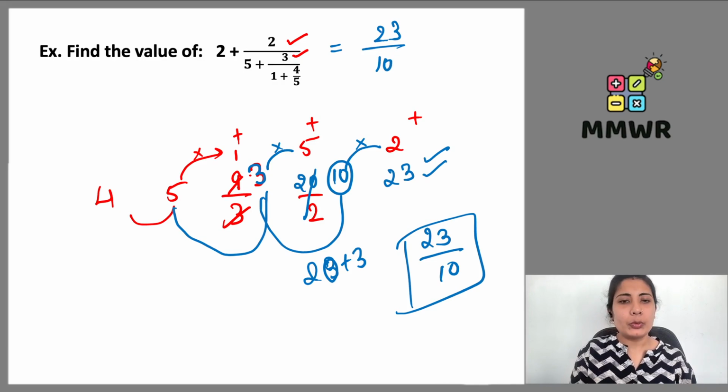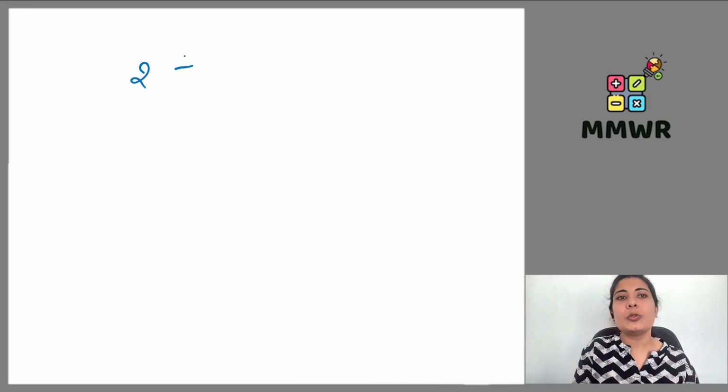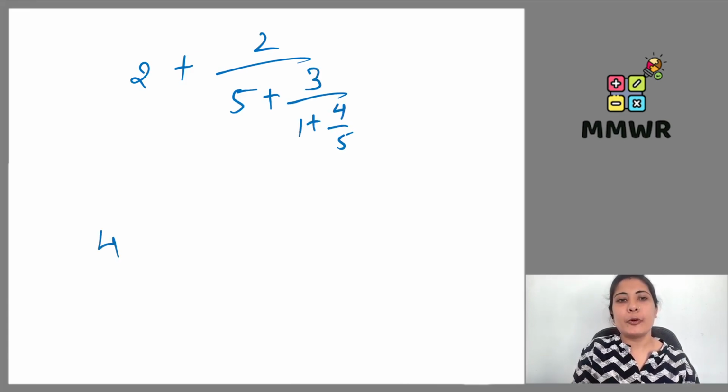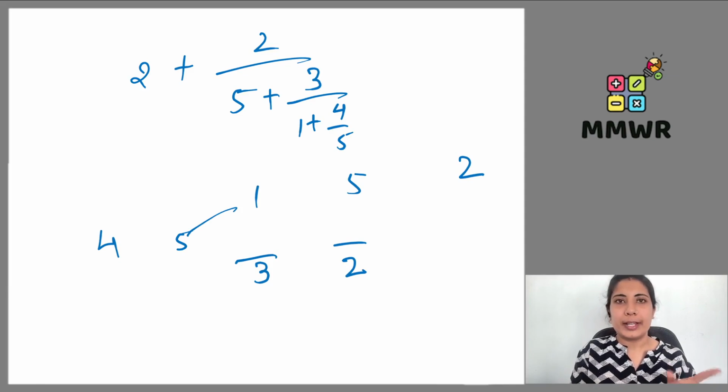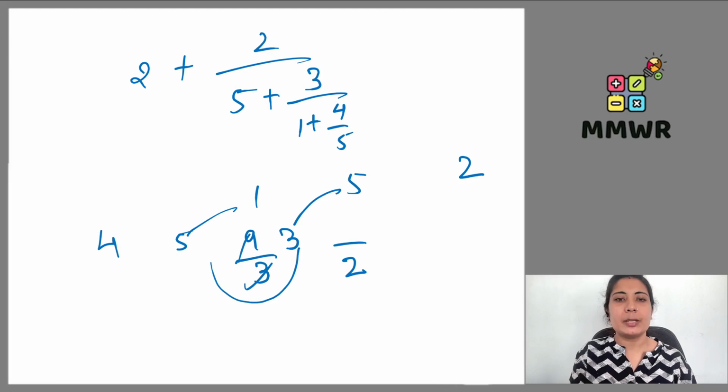Look how you have to do it if you are very habitual with this. If you have practiced enough, you can do it very quickly. 2 plus 2 upon 5 plus 3 upon 1 plus 4 upon 5. You will simply write 4, 5, 1, 5, 2, then 3 here and 2 here. So 5 plus 4 is 9, which gives me 3 here. 3 5s are 15 plus 5, 20. This gives me 10. 10 twos are 20 plus 3, 23.